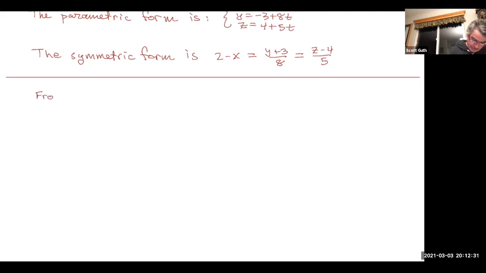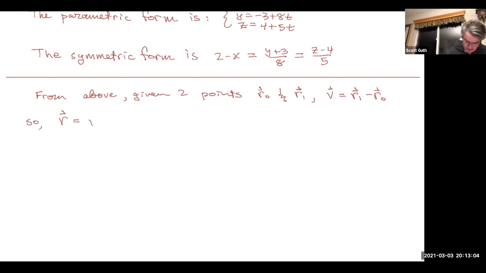From above, given two points, let's say R0 and R1, the V vector was R1 minus R0. So R, which was it R naught plus tV? Like that, it's R naught plus t times R1 minus R naught, like that.